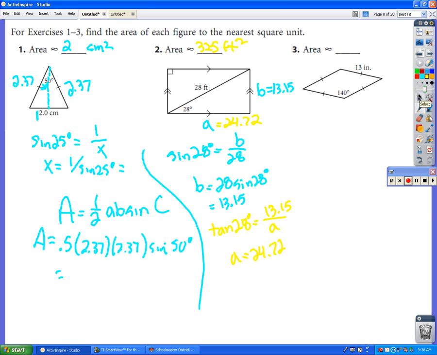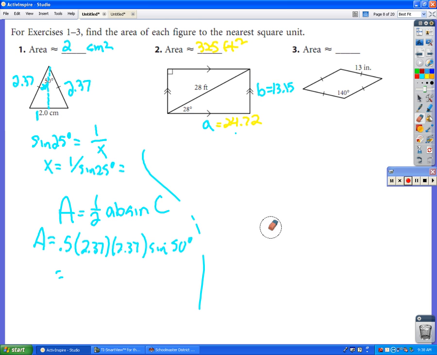All right, then number 3. Let's get rid of some of this junk here. What kind of shape do I have there? A kite? No, a rhombus, yeah. What's the area formula for a rhombus? Anybody remember?